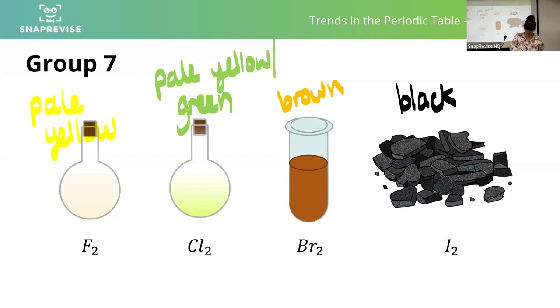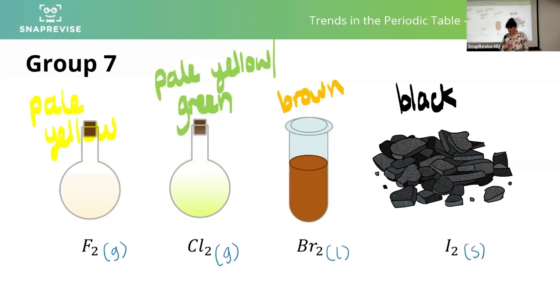And then let's just give them all the states. So fluorine, oh, sorry, I thought I changed that colour. Let's go back to blue. Fluorine is in the gaseous state at room temperature and pressure. Chlorine is also gaseous, but then bromine is liquid and iodine is solid.